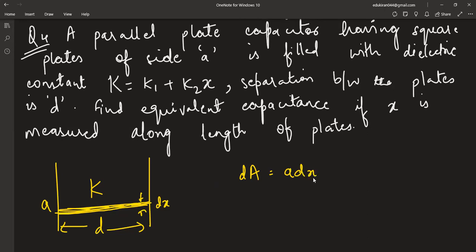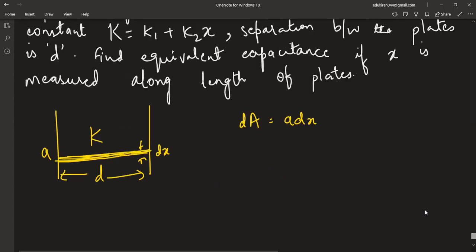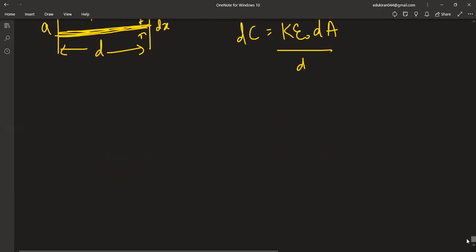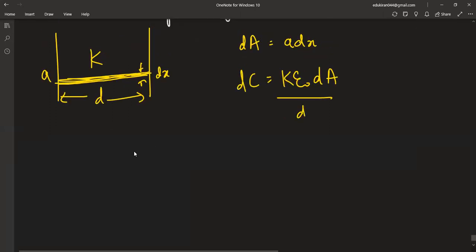Remember, I hope you will recall the steps now. Last time also, last Wednesday also, we discussed one type of question. Now what will be dc? Capacitance will be equal to k epsilon naught dA over d. And now we'll put the value of dA. See, when we put the value of dA, what our C equivalent will be? Whenever it says it is kept along the length.